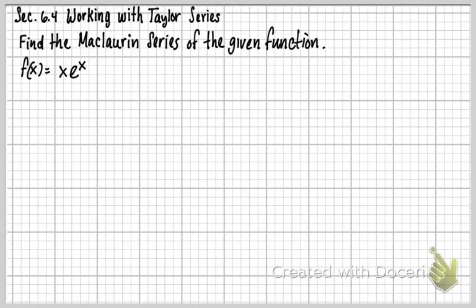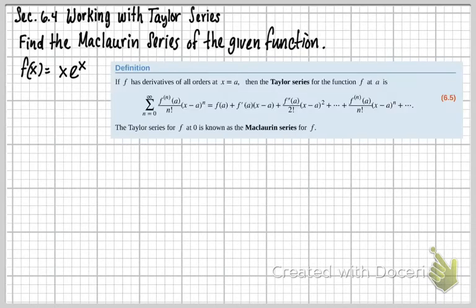This problem says find the Maclaurin series of the given function, f of x equals x e to the x. So now in order to find this function, we're going to have to go way back. So where we're going to go back to is here. So here it is. Do you guys remember this? And this says for the Maclaurin series, f is centered at 0. And that's what we're dealing with here.